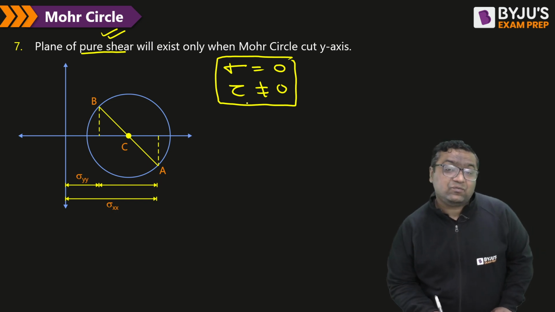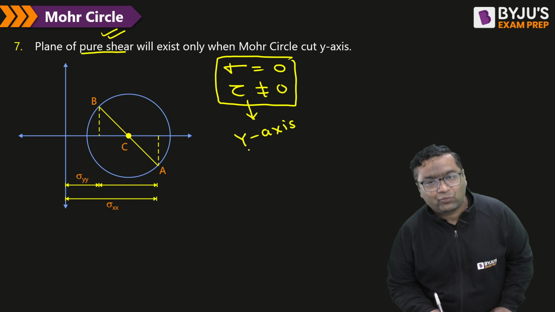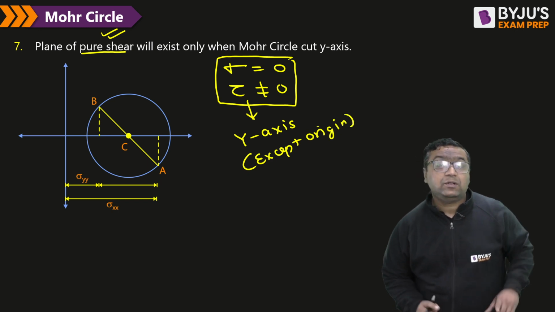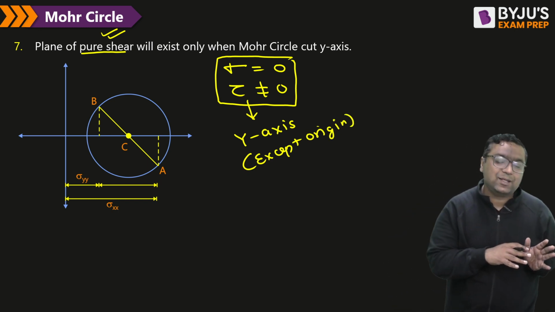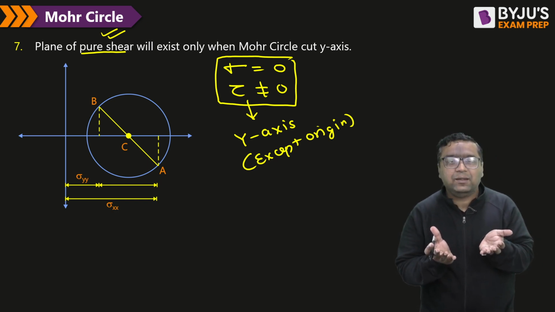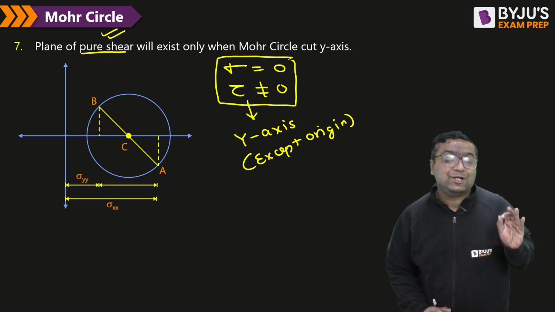And such wonderful planes can be found out only on y-axis. Because on y-axis, x is 0, y is non-zero. So I will say except origin, because at origin both x and y will become 0. So we want shear to be non-zero at least. Otherwise, you are having the empty bowl and you are saying pure milk. It cannot be. For pure milk, milk should be there. So for pure shear, shear should be non-zero.